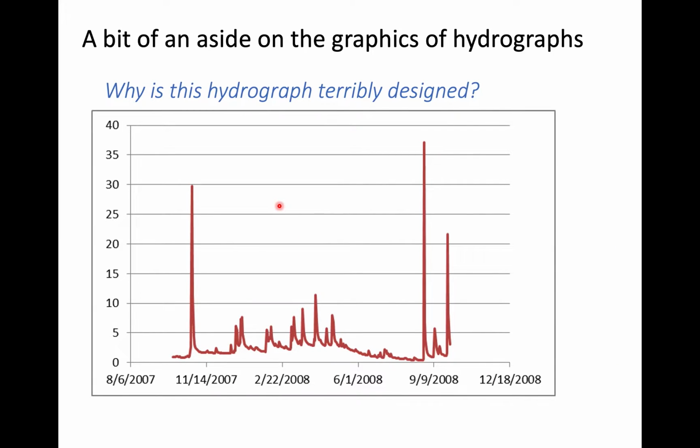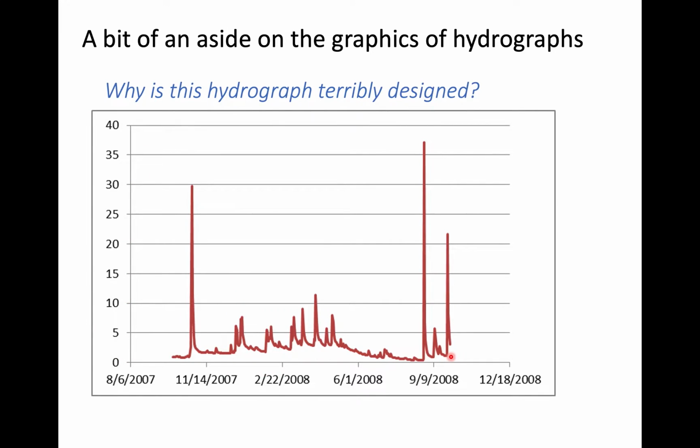All right, let's have a bit of a side about the graphics of hydrographs. It's really easy to take data, stick it into Excel, use the defaults, and make some really, really terrible graphs. So there's a lot of things wrong with this graph. We could probably go on about it for several minutes, like not labeling axes. Notice that it's a linear y-axis here, and this is what I mean.